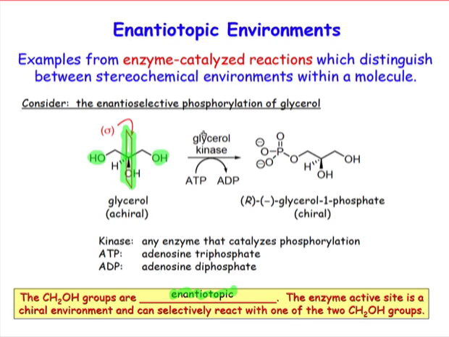In the presence of a chiral enzyme and a phosphorylating agent, ATP, we turn one of the hydroxyl groups into a phosphate group. In a sense, we've performed the Q test on this molecule by replacing one of the hydroxyl groups with a different group. But the interesting thing is that the enzyme is able to select one enantiotopic group over the other. As a result, we get only a single enantiomer of product out of this reaction.